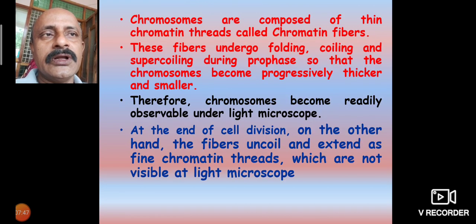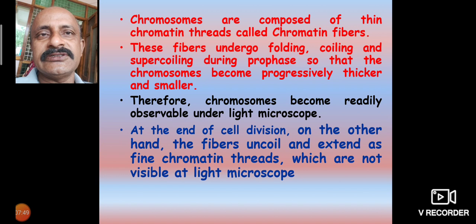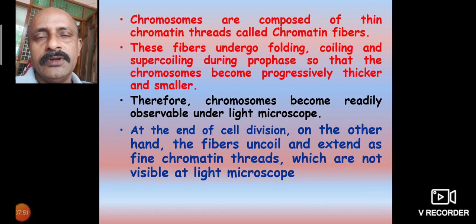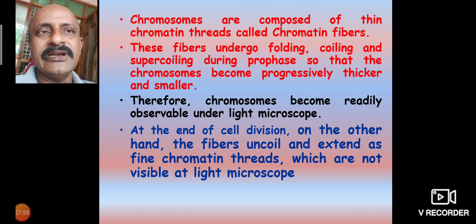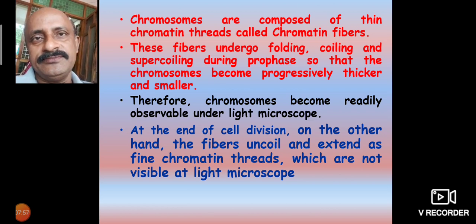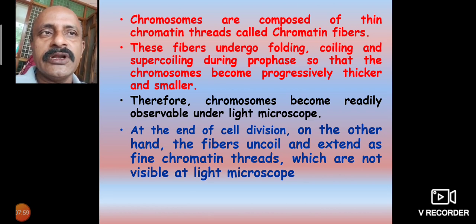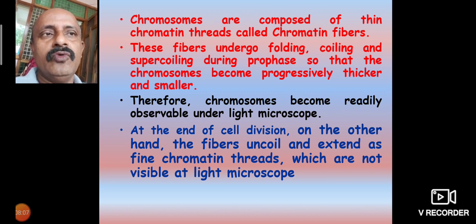The chromosomes are composed of thin chromatin threads called chromatin. So on either side there are thin chromatin threads, coiled structures. The total coil is called chromatin fibers. These fibers undergo folding. Folding means coiling on each other. Folding, coiling and supercoiling during prophase, so that the chromosome becomes progressively thicker and smaller.